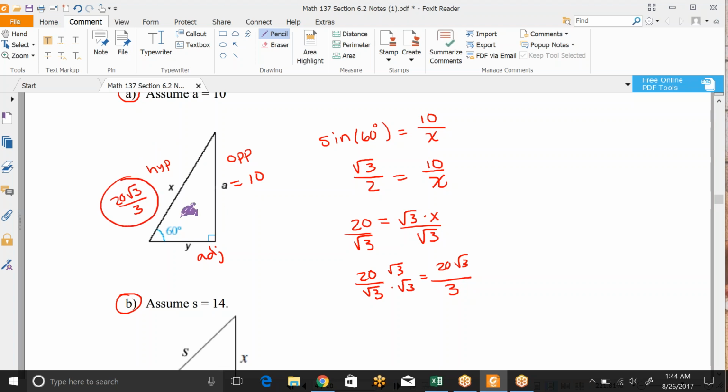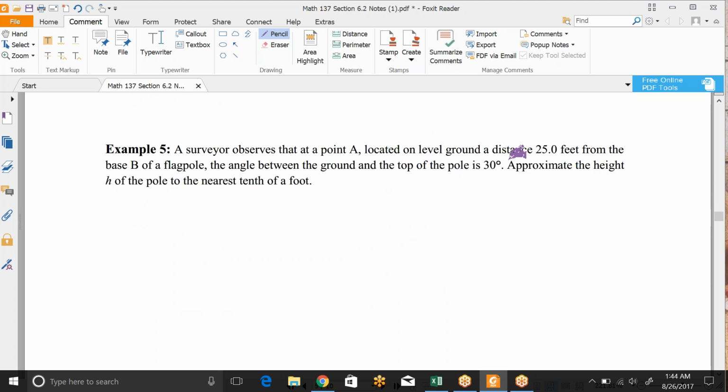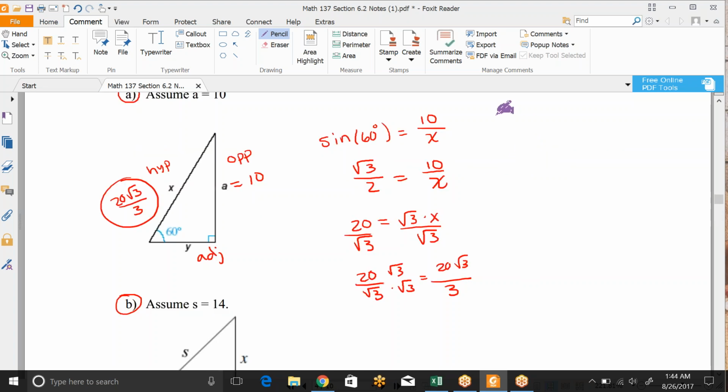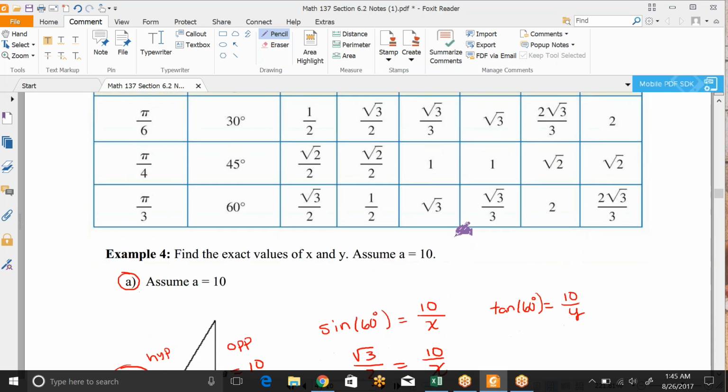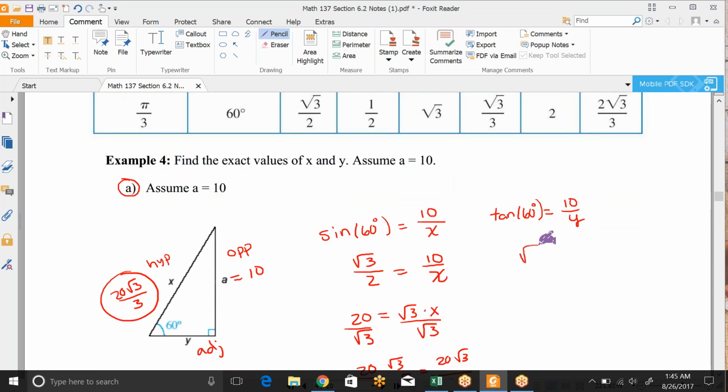Now I could try to do the Pythagorean theorem to find this other one, or I could just try to do 10 and y as a relationship to 60, which is tan. So either way should work. Oh, excuse me. So if we did tan of 60 degrees, that would equal opposite over adjacent. So 10 over y. And tangent of 60 degrees is just square root of 3.